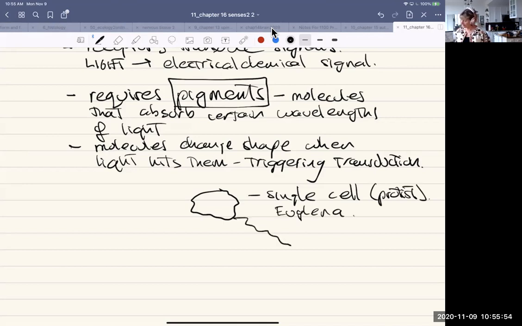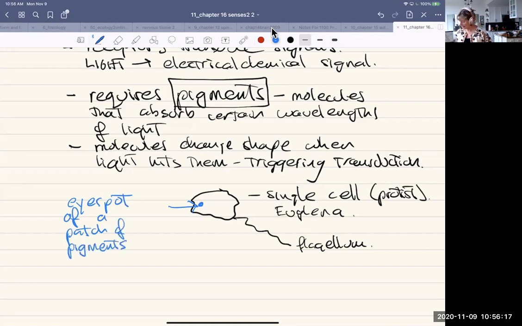It has a flagellum, and something else very interesting. It has a little tiny eye spot, a patch of pigments. That doesn't change the membrane potential of the whole cell, but it changes the inside of the cell enough so that this organism knows that is the direction of light.